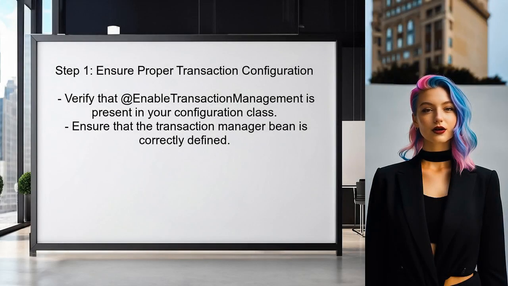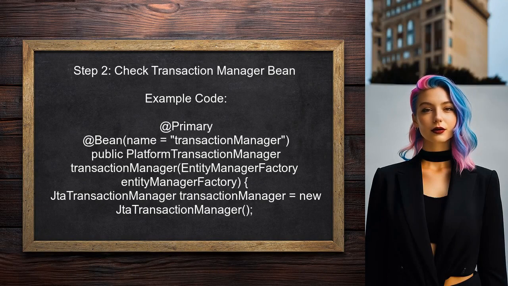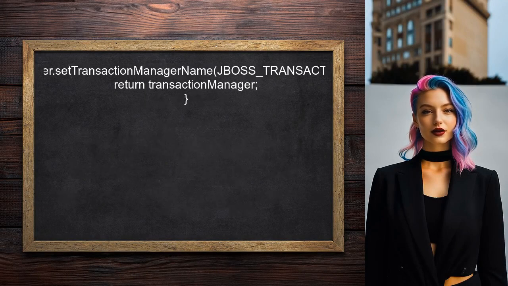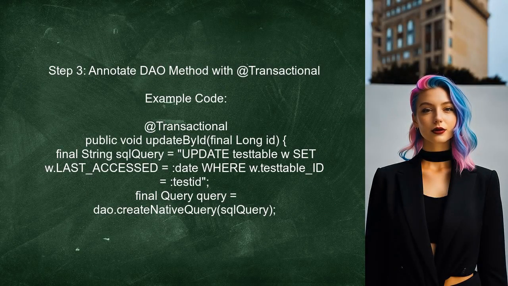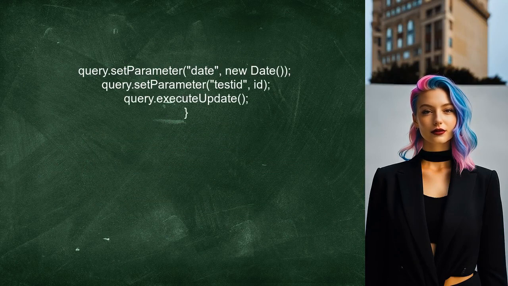To address the Invalid Data Access API usage exception, the user should first ensure that transactions are properly configured in their Java configuration. This is crucial for executing update or delete queries. Next, the user should check the Transaction Manager bean. It must be correctly set up to manage transactions for the Entity Manager factory. The user should also ensure that the update method in the DAO is being executed within a transactional context. This can be done by annotating the method with @Transactional.